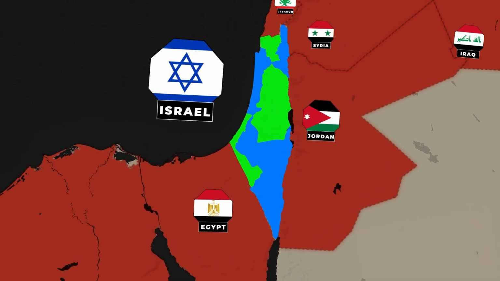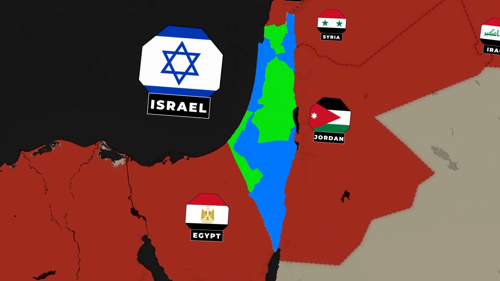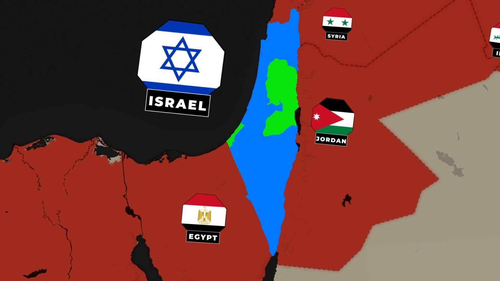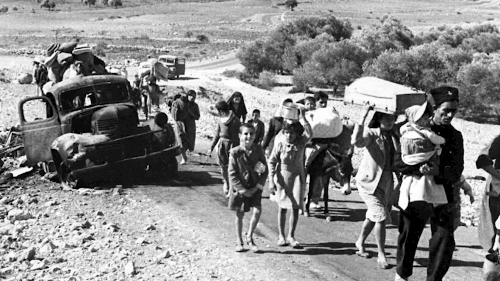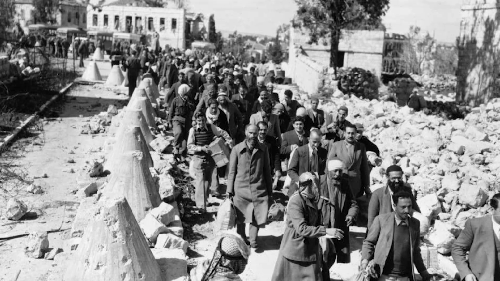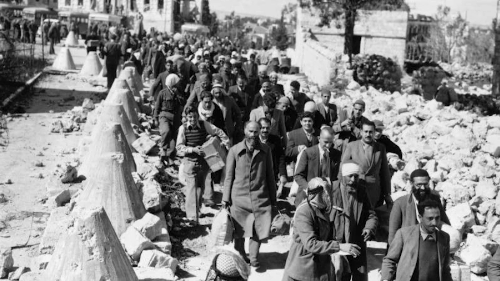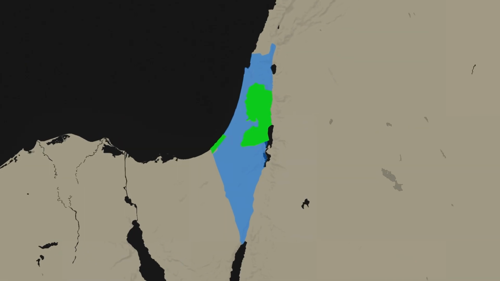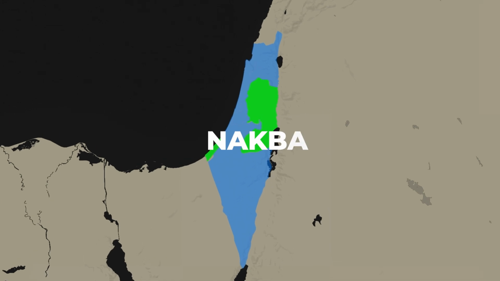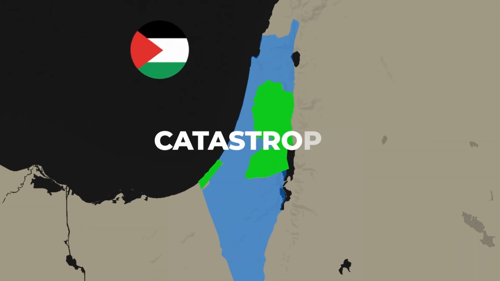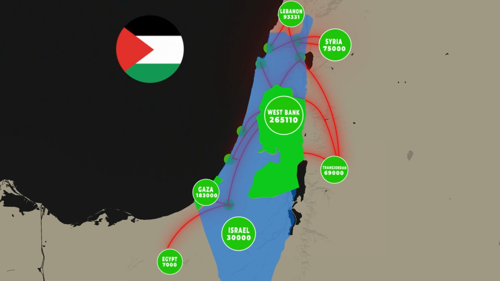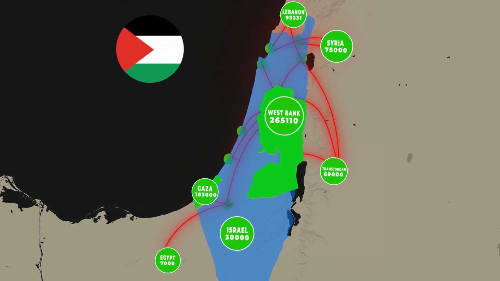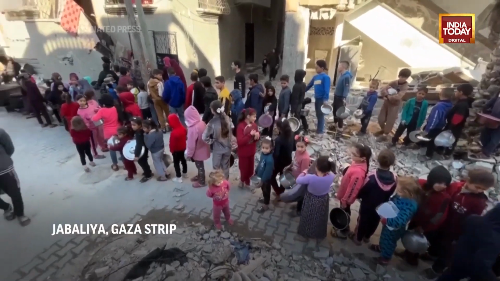The armistice agreements that followed left Israel with more territory than initially proposed by the UN, while hundreds of thousands of Palestinians were displaced, leading to a refugee crisis that remains unresolved to this day. This event, known as Nakba, or catastrophe among Palestinians, saw the creation of a large and enduring refugee population whose descendants still live in camps across the Middle East.